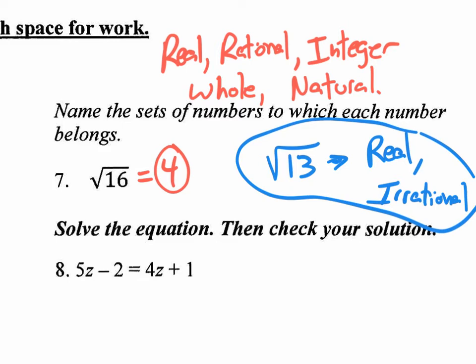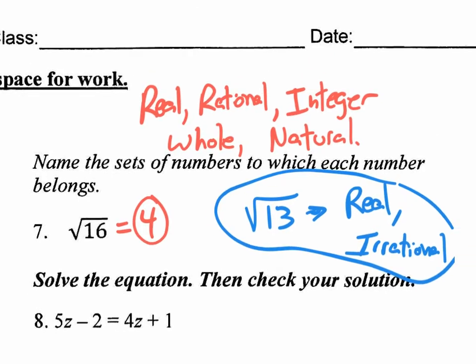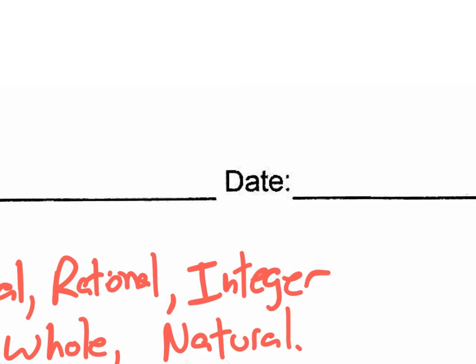Does that make sense? Okay. So should we do another one? One more? Yeah, number 9. Wait, no, but one more of these. So what if I told you, what's negative square root of 25? Name all the groups it belongs to.